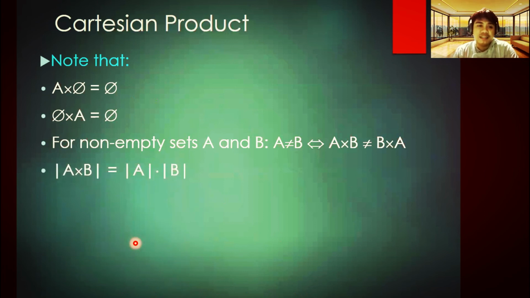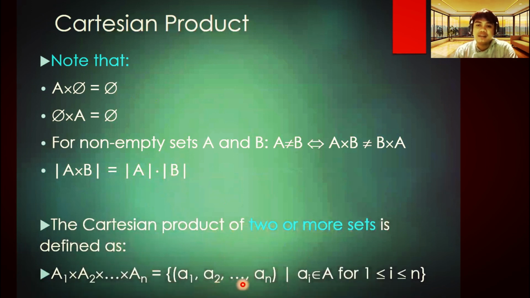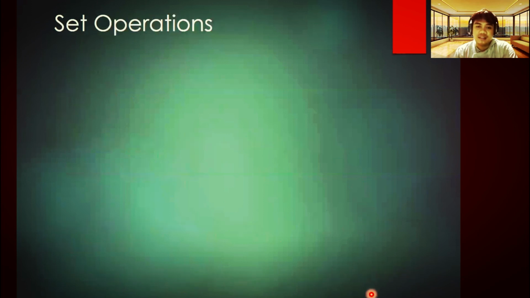So we have here the cardinality of A times B is equal to the cardinality of A times the cardinality of B. And the Cartesian product of two or more sets is defined the same way. So, A sub 1 times A sub 2 up to A sub n, with the A sub 1, A sub 2, A sub n, where A sub i is an element of A for i greater than or equal to 1 but less than or equal to n.